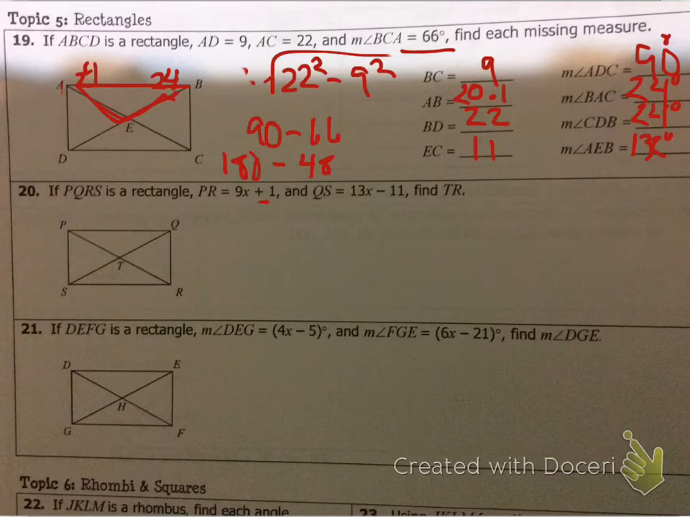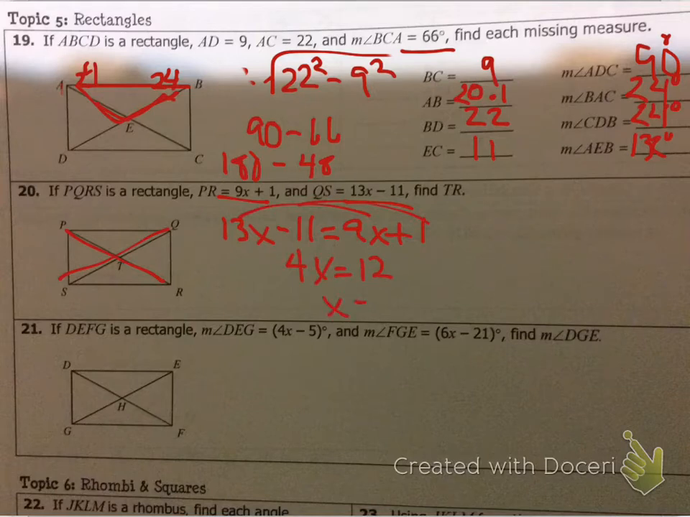Here's another one. PR, that's this one, is 9x plus 1. QS, that's this one right here, is 13x minus 11. Again, what do you know? Diagonals are congruent. So 13x minus 11 is equal to 9x plus 1. Variables left, numbers to the right. I get 4x is equal to 12. And so x is equal to 3.